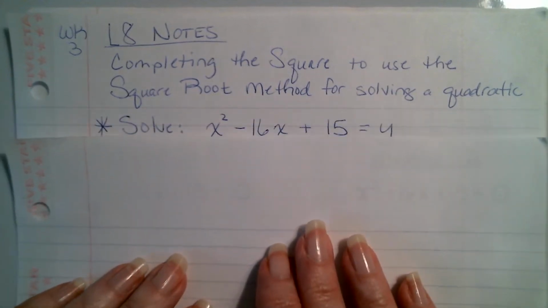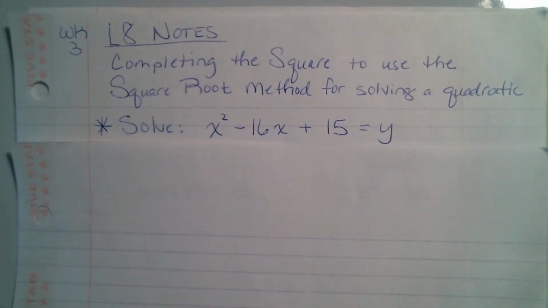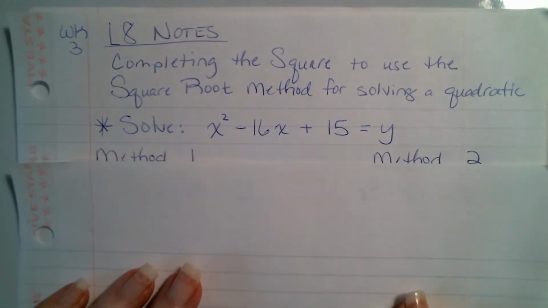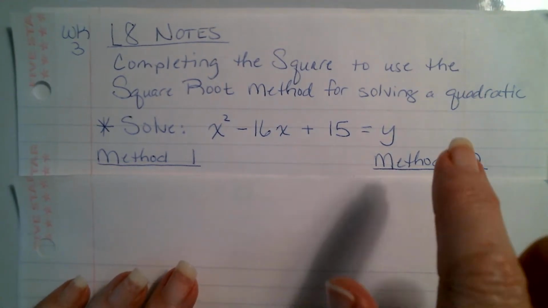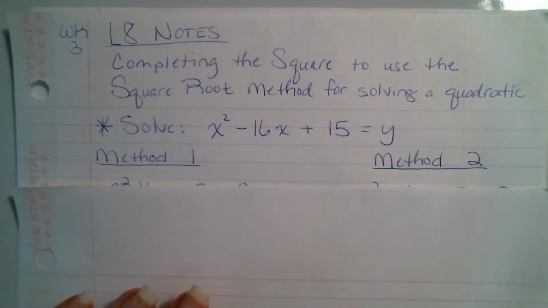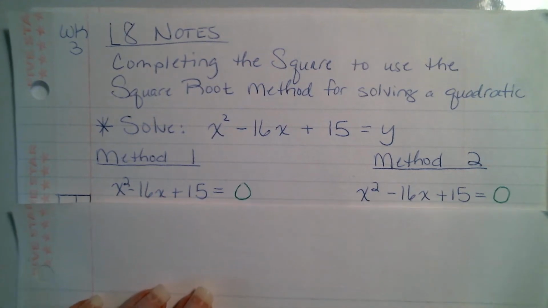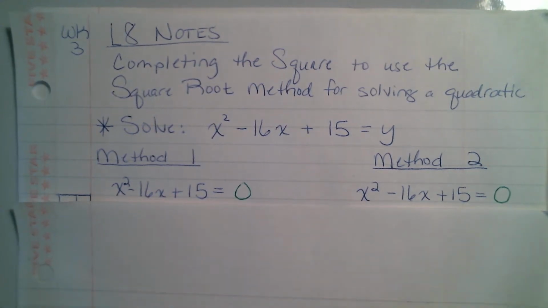So if we were asked to solve this quadratic x squared minus 16x plus 15 equals y, I'm going to show you two methods for doing that, all right? So we'll write this again, but instead of y, we're going to substitute 0. Because that's where the solutions, the roots, the x-intercepts are, when y equals 0, right?